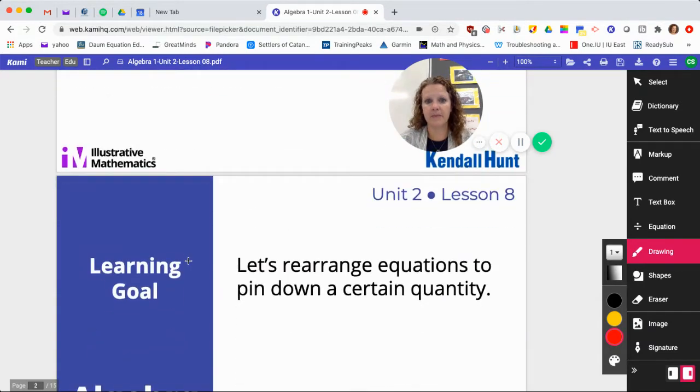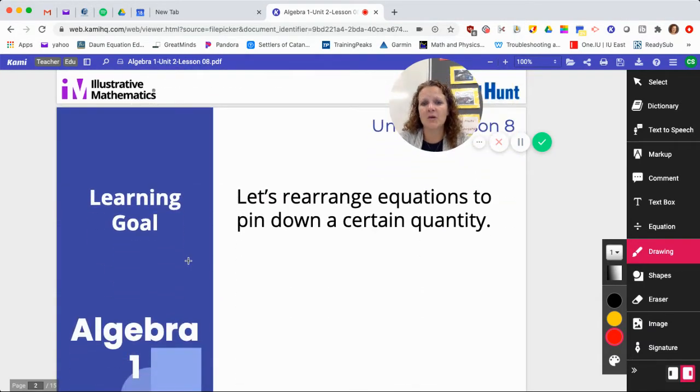You see that big arrow? Let's rearrange equations to pin down a certain quantity.